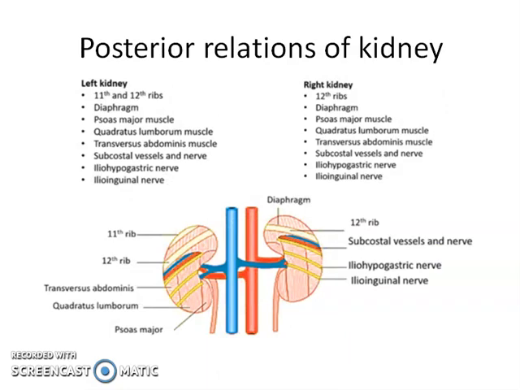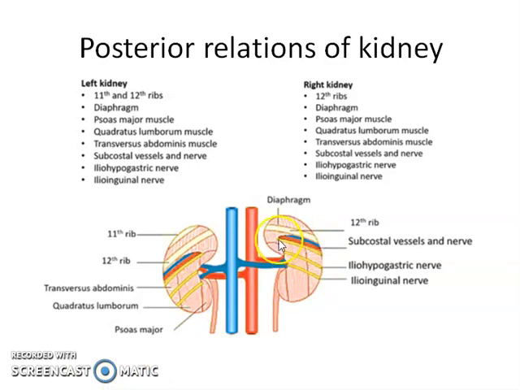Now on the posterior relations of the kidney, firstly the posterior surface, as we have seen, it is a flat surface because of the presence of the muscles which are on the posterior abdominal wall. And this posterior surface is directed backwards and medially and is entirely non-peritoneal. The posterior surface presents two parts, that is the upper part and the lower part. The upper part is in relation with the diaphragm as well as the ribs, whereas the lower part, it is in relation with muscles, vessels and the nerves.